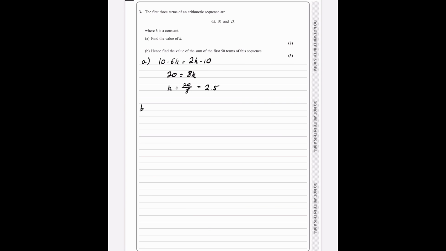For part B, now I've substituted 2.5 into the sequence, so 6k is 15, 2k is 5, so the sequence is the one that goes 15, 10, 5. You can see we've got a common difference of negative 5, the first term is 15. We want to calculate the sum of the first 50, so we have all the information we need to be able to do that. n is 50, so n over 2, lots of 2a, that's 2 times 15, plus n minus 1 d, that's 50 minus 1 times negative 5. Plug that into your calculator and you get negative 5,375.